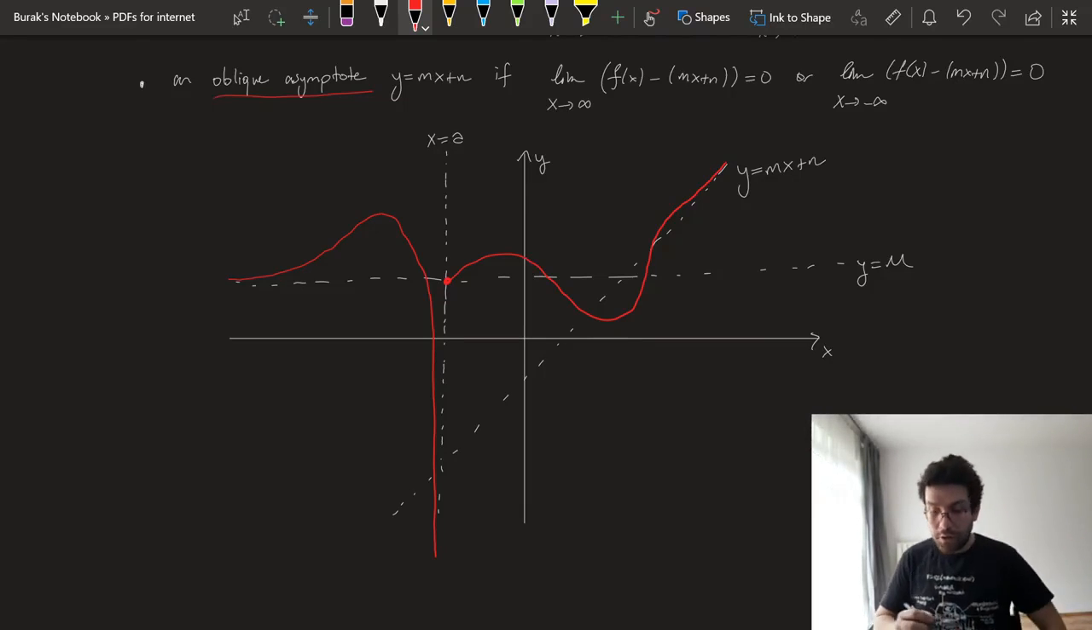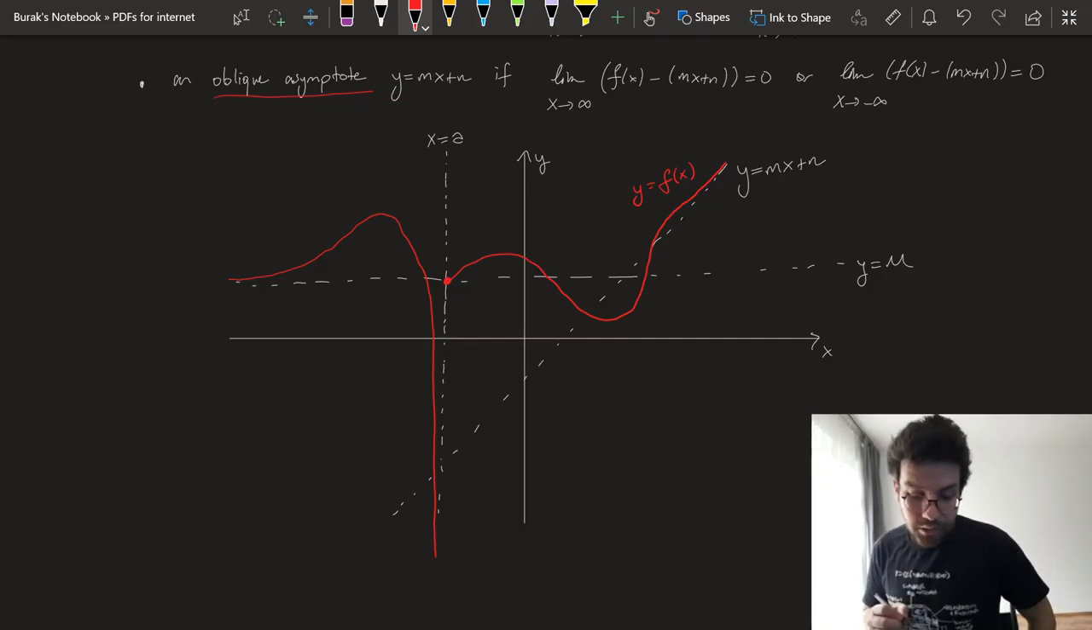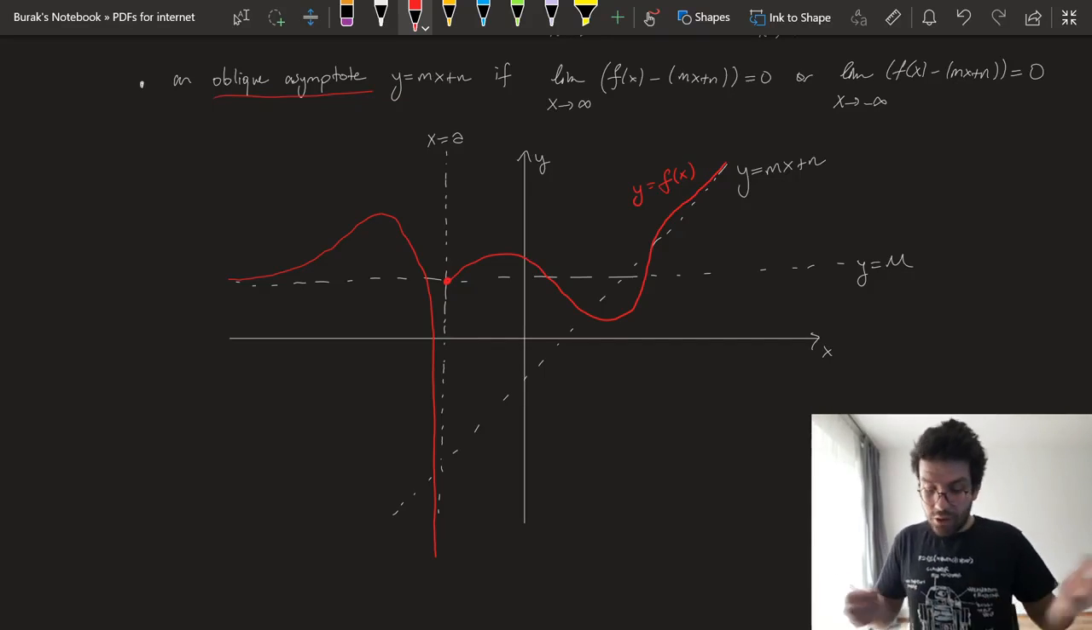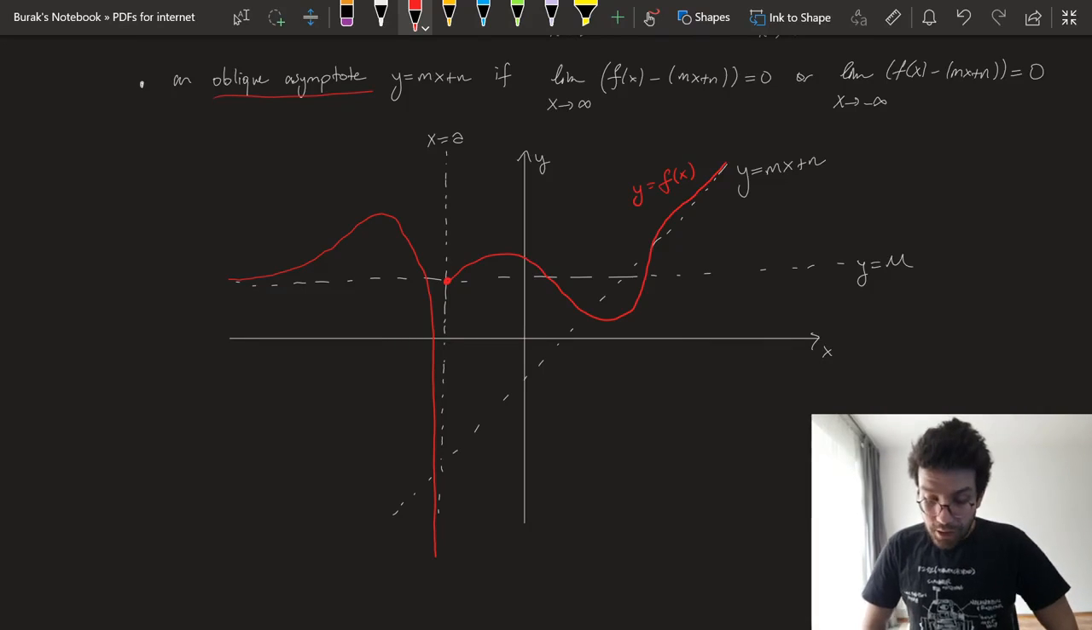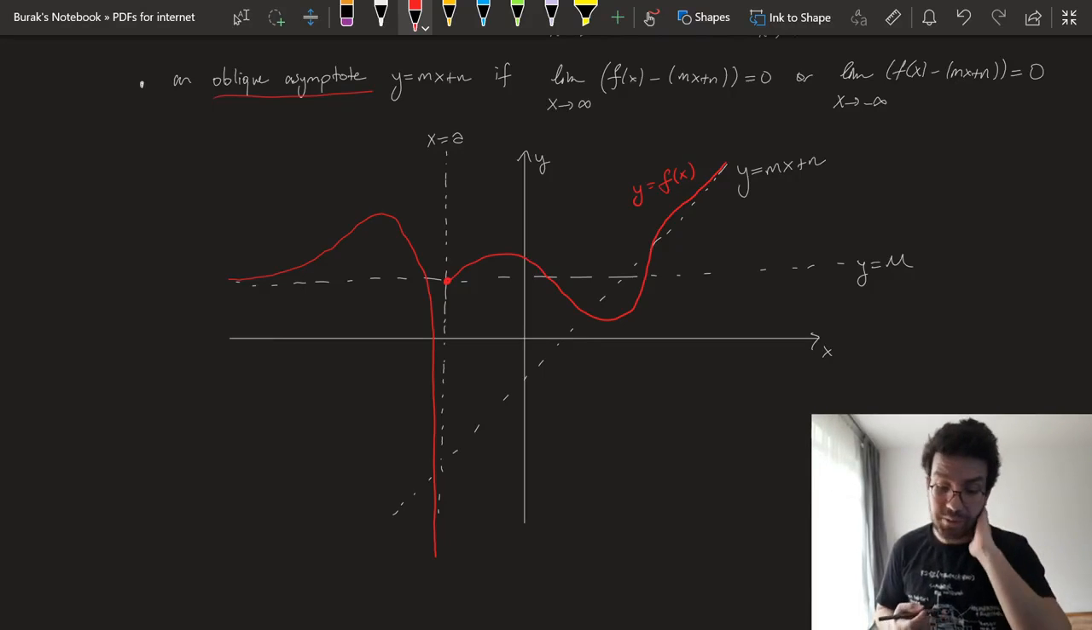Okay, so pretend that this is your function y equals f of x. I don't know what this function is. I just made up a graph. But with some effort, you can actually write down a formula defining a function whose graph will look like this. And let's understand what's going on in this picture.